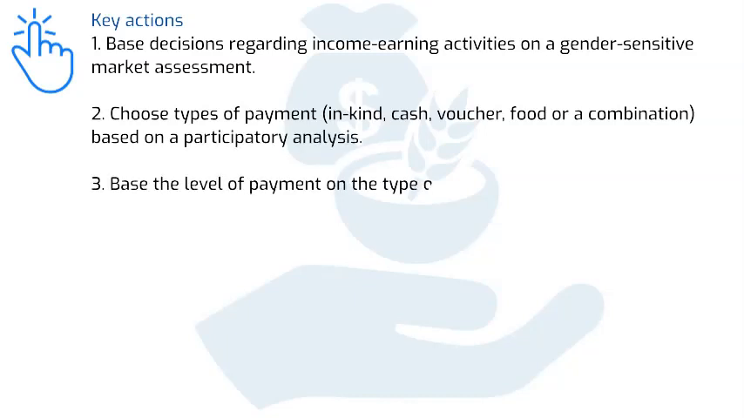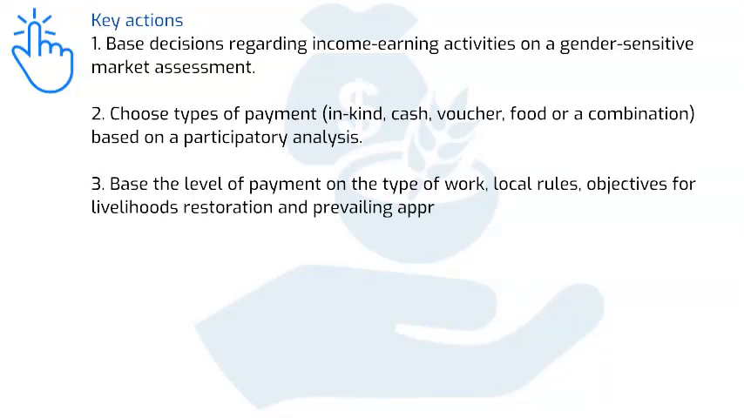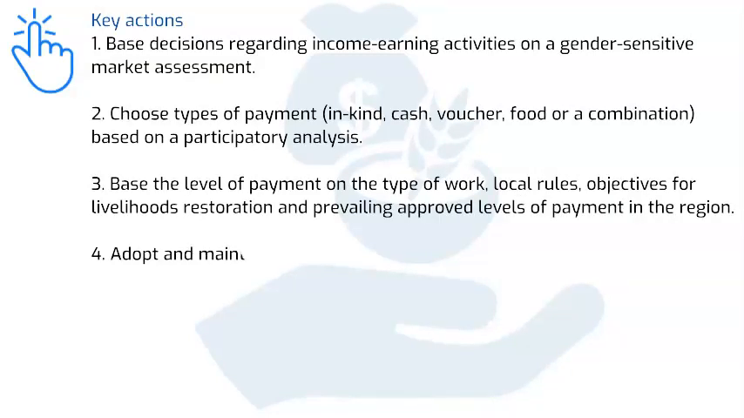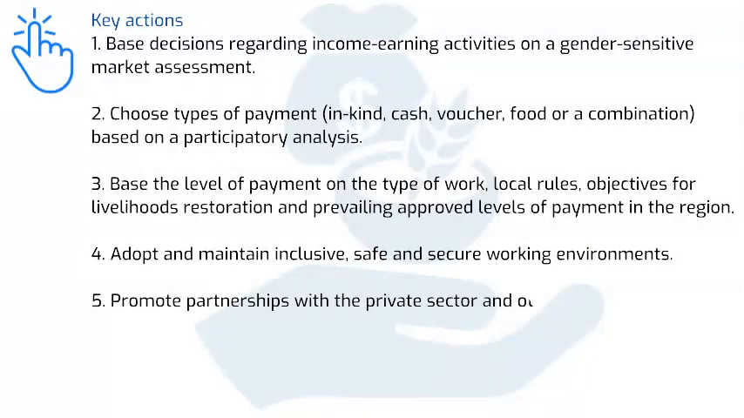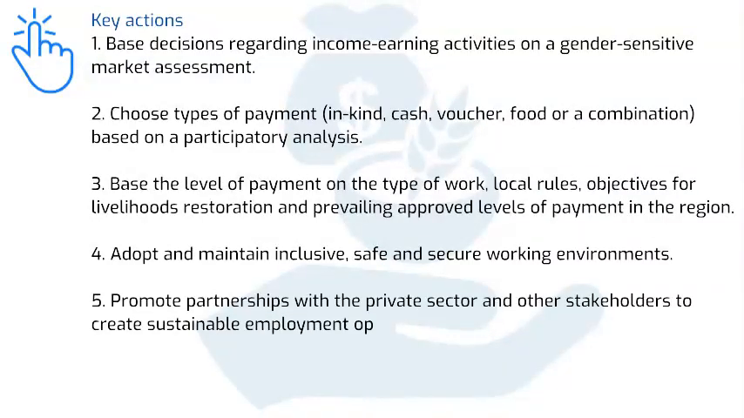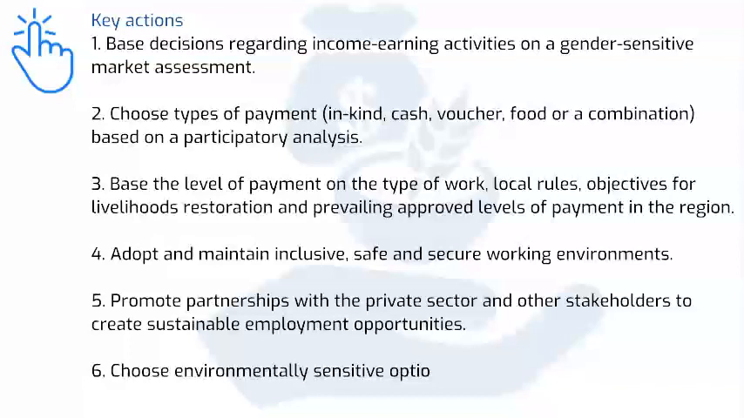3. Base the level of payment on the type of work, local rules, objectives for livelihoods restoration and prevailing approved levels of payment in the region. 4. Adopt and maintain inclusive, safe, and secure working environments. 5. Promote partnerships with the private sector and other stakeholders to create sustainable employment opportunities. 6. Choose environmentally sensitive options for income generation whenever possible.